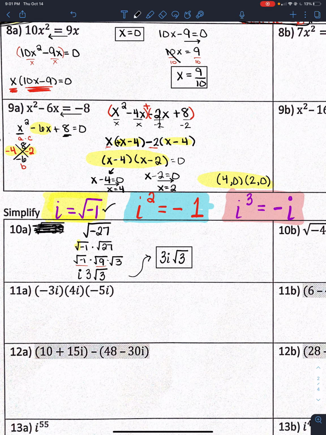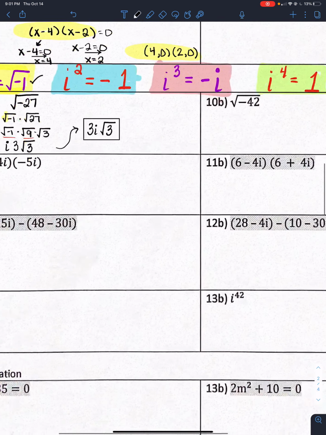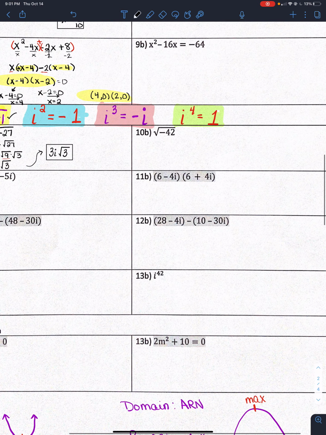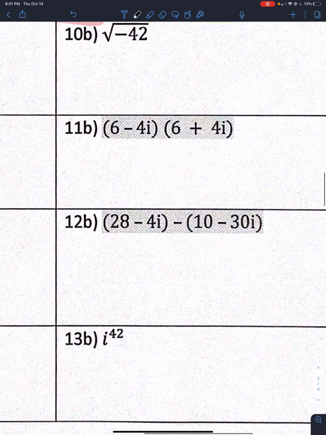All right. Now, let's see. I want to look at the difference between 11b and 12b. Okay. Even if the numbers were the same, what's different? Well, the thing that's different is in 11b, the parentheses are touching, so that means they're being multiplied. And in 12b, the parentheses are not touching because they have a subtraction sign in the middle. Okay? So we need to look at how to solve these two.